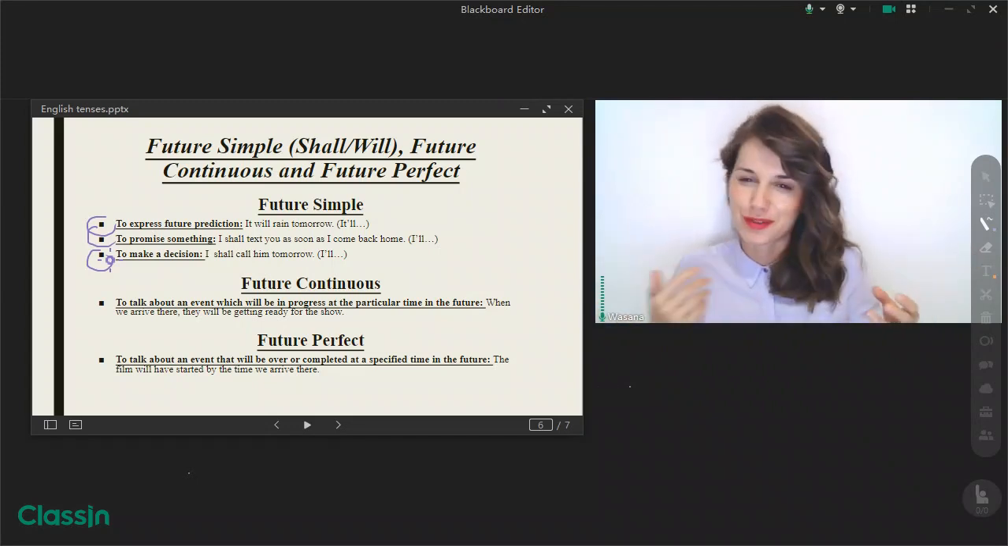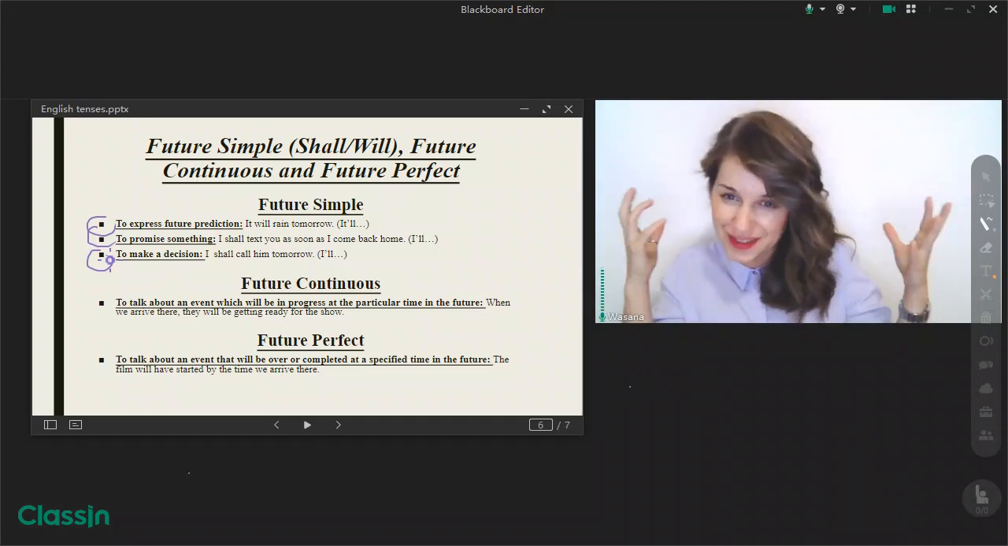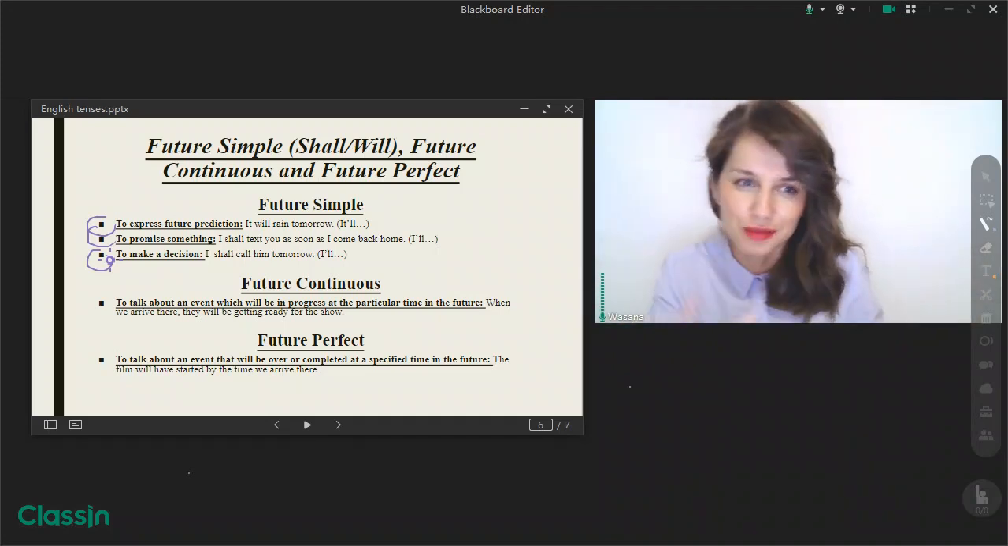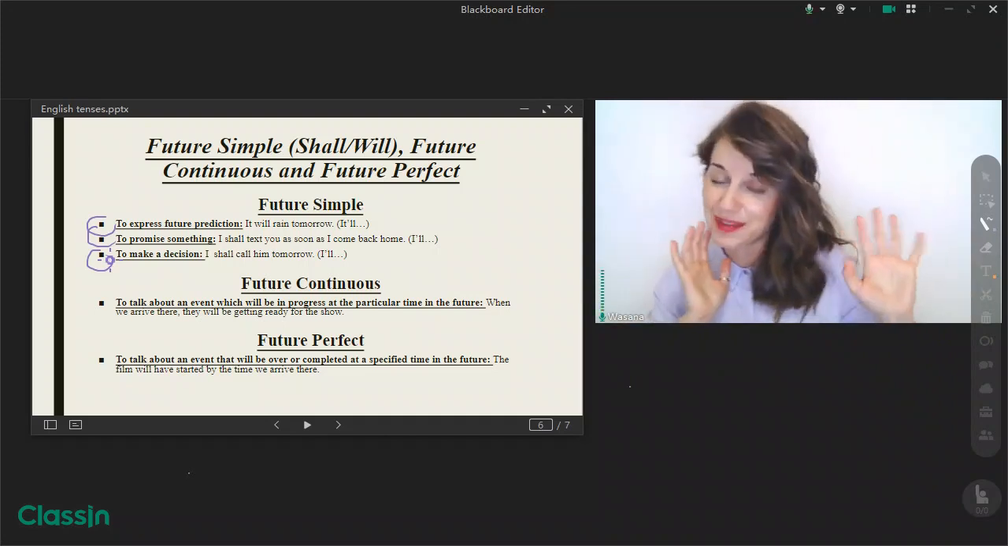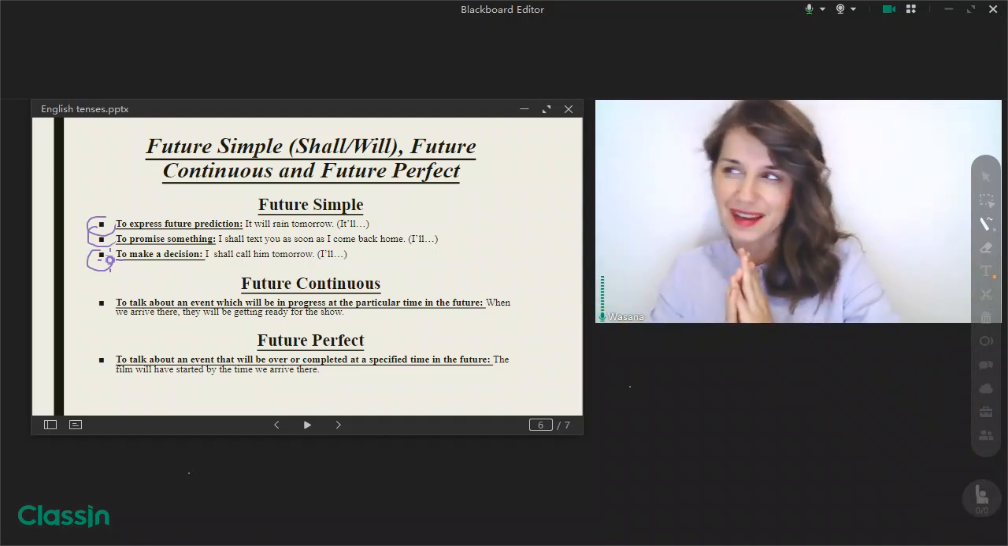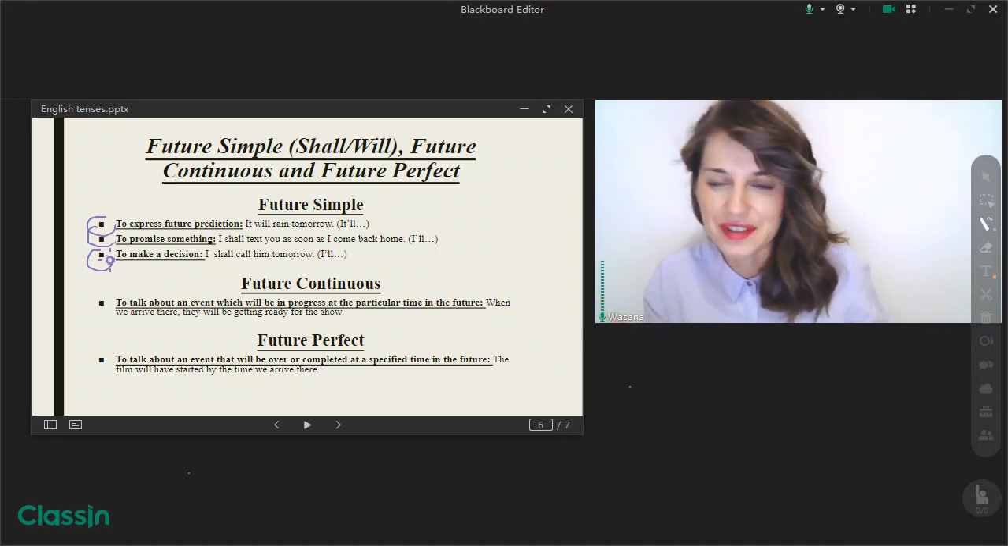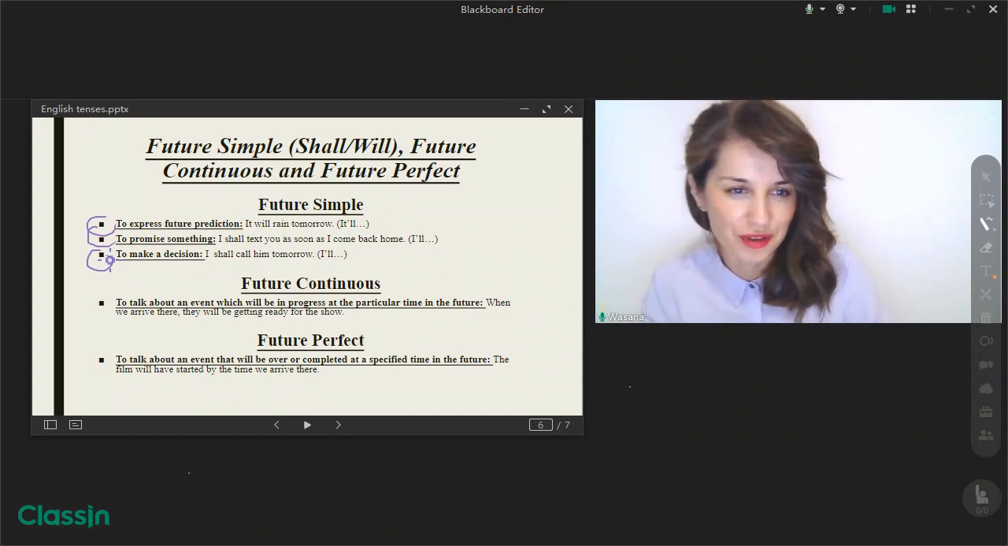For instance, also when you threaten someone, you say, I'll kill you. You will use future simple. When you want to be nice and kind, you will say something like, make a decision to be kind and nice, or offer someone help, you will say, I'll do it for you.